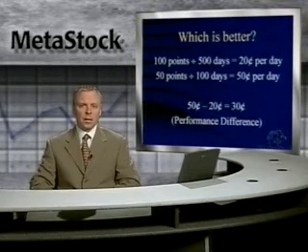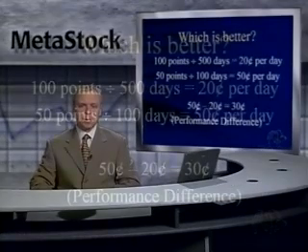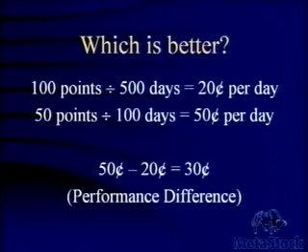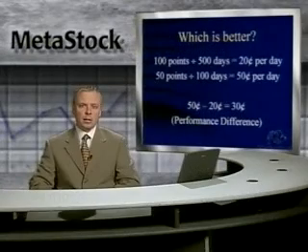Which is better? It could be argued that the 50-point increase is better than the 100-point increase because we were making 50 cents per share each day in the system compared to only 20 cents per share each day on the buy and hold. The performance columns give us the difference between the two. In the example I used, the performance would be 0.3 or 30 cents per day better than buy and hold. The performance column ranks all stocks on your watch list using these criteria. It could rank the entire market if you choose that as your database.